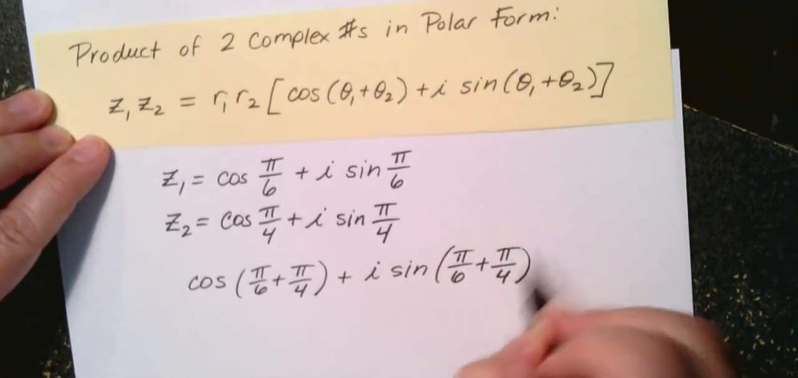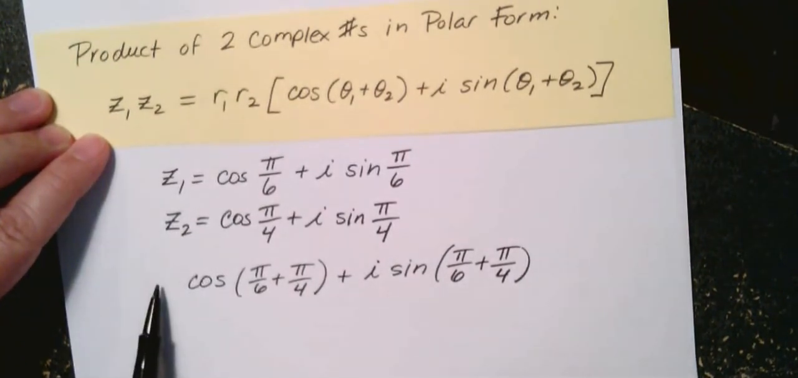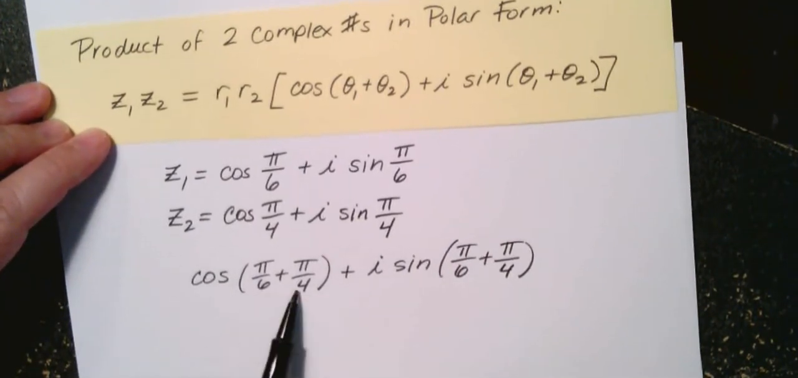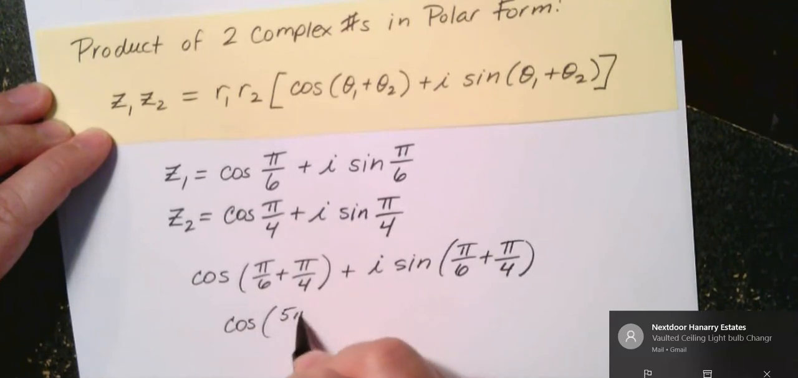And again, if I had numbers out front, if it was like 2 and 3 out front here, I'd do 2 times 3 out front here. I just don't have any. Okay, so when we add fractions, we need a common denominator. So my common denominator here is going to be 12. So pi over 6 is 2 pi over 12. Pi over 4 is 3 pi over 12. So when I add these, I'm going to get 5 pi over 12.